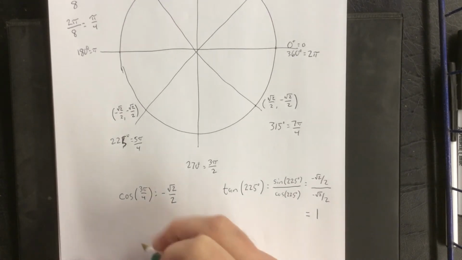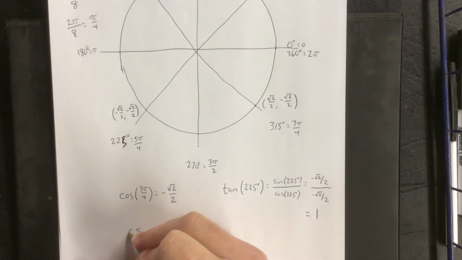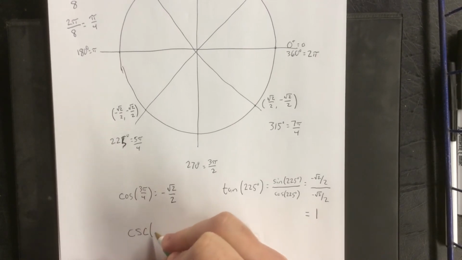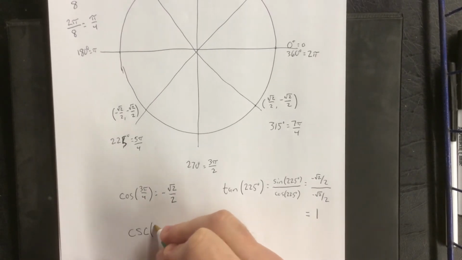And finally, we could do something like the sine. No, let's do the cosecant. That sounds even more fun. Of 315 degrees.